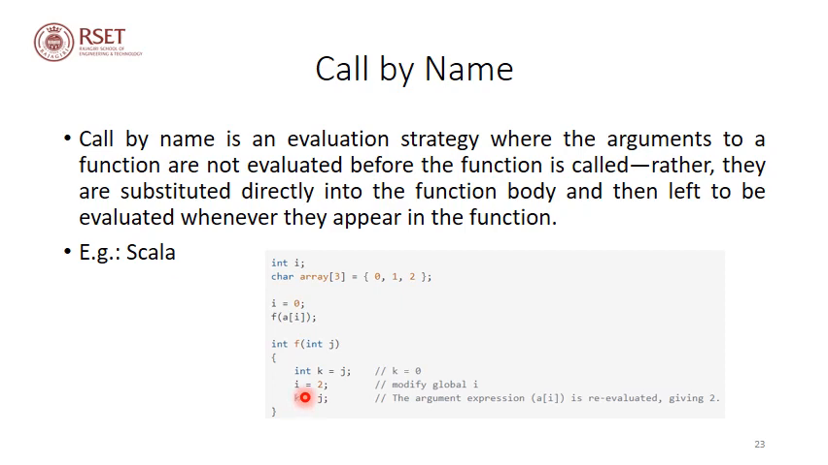So this is call by name. That is, the arguments to a function are not evaluated before the function is called. Rather, they are substituted directly into the function body and then left to be evaluated whenever they appear in the function.